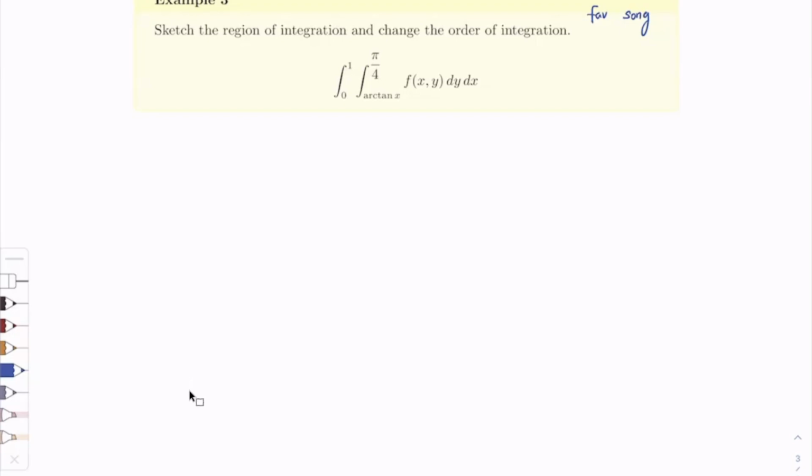Is this polar coordinates? No, it's not. We're not there yet. After this question, we'll talk about polar coordinates, but not now.